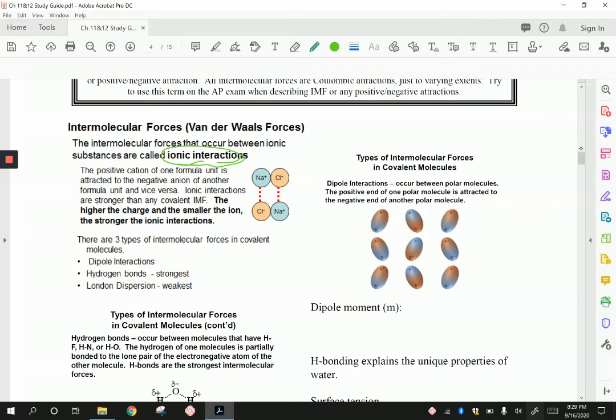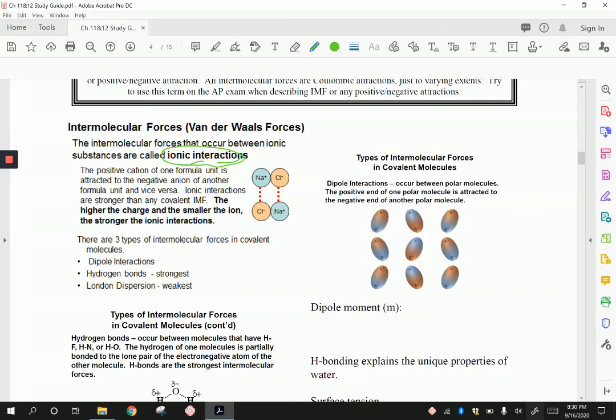If we have a covalent substance, then we have three options here: dipole interactions, hydrogen bonding, or London dispersion. Out of these three, hydrogen bonding would be the strongest, followed by dipole interactions, and then London dispersion is the weakest. But stronger than all of these is the ionic, right? So ionic is the strongest, and then these three, and within these three, H bonds are the strongest, followed by dipole, followed by London dispersion. So let's talk more about these three.